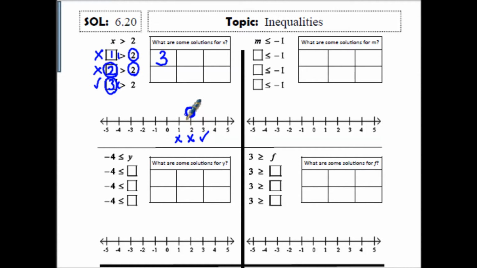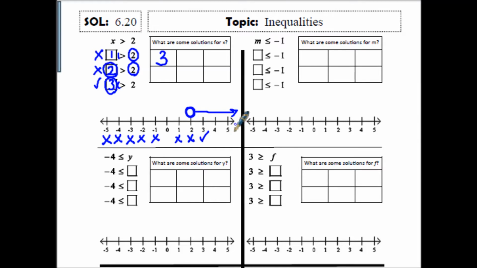So since 2 is not a solution, we're not going to fill that in. And everything to the left isn't a solution, but everything to the right, or on the side that 3 is going to be a solution, because all of those are bigger than 2. So we see everything over here that's not part of the inequality and not part of the graph. All of these integers are not solutions.